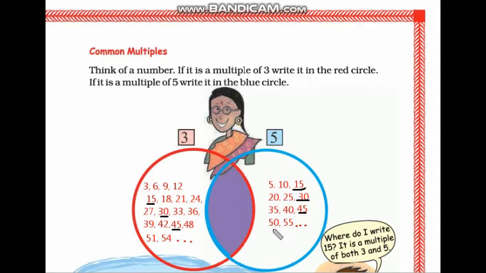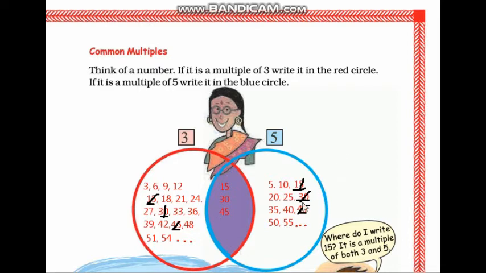So these are called common multiples, and we shall write these common multiples in this portion, that is the intersection of 3 and 5. So we will write in this intersection. Here I have written the common multiples of 3 and 5 in this intersection. So 15, 30 and 45. Here I have written in the purple part, so I cut off from this red and blue part, because only one time we can write the multiples here. So common multiples are 15, 30 and 45.